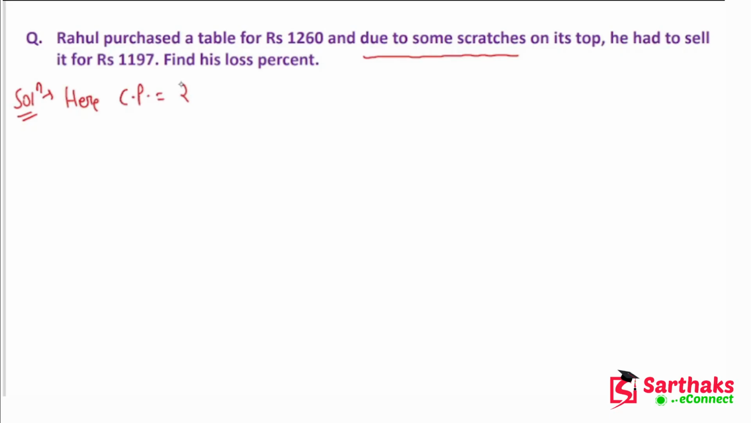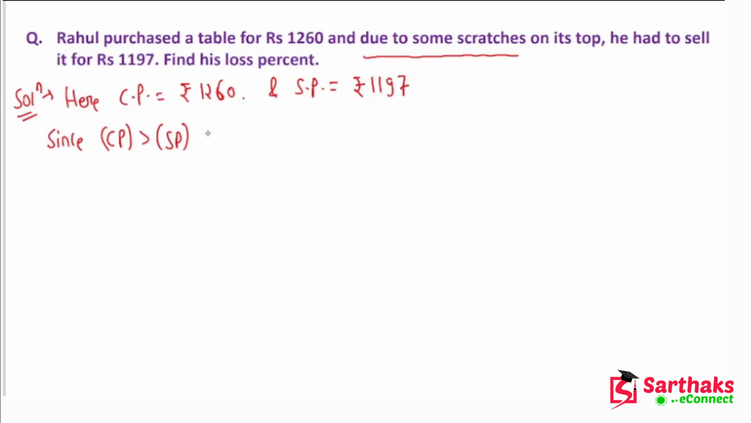Cost price is rupees 1260 and selling price is rupees 1197, right? So cost price is 1260 and selling price is rupees 1197. Since you have bought it for more and sold it for less, the cost price would be greater than the selling price. Since selling price is less, obviously you are incurring a loss.